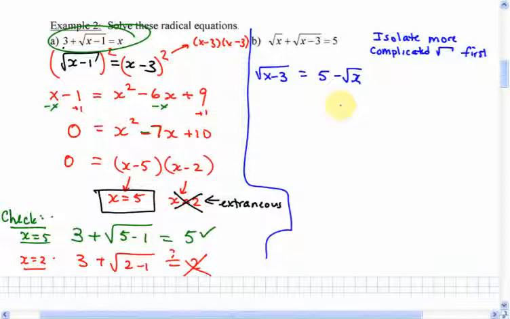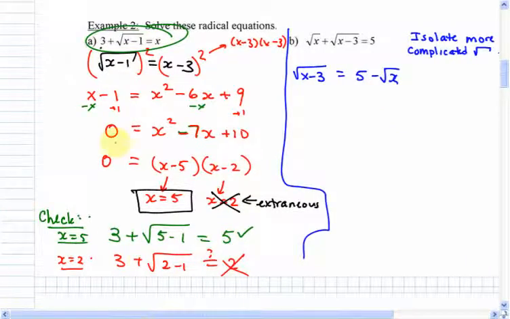I forgot about something for A. We call them restrictions here. So remember, the restriction is that the stuff underneath the square root, which in this case is x minus 1, has to be non-negative, or bigger or equal to 0. So therefore, in this case, the restriction here is x is greater than or equal to 1.